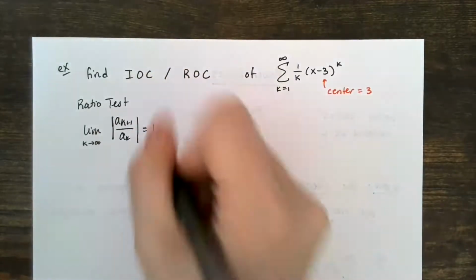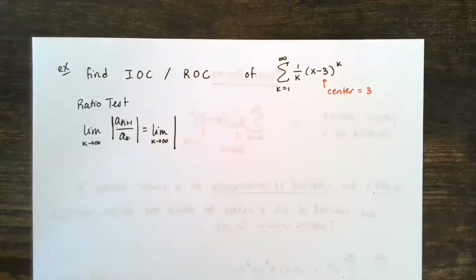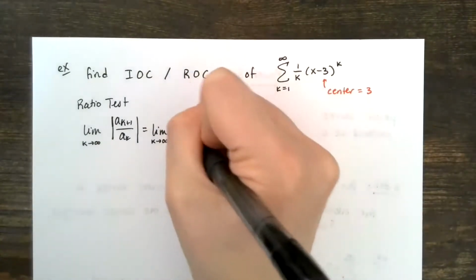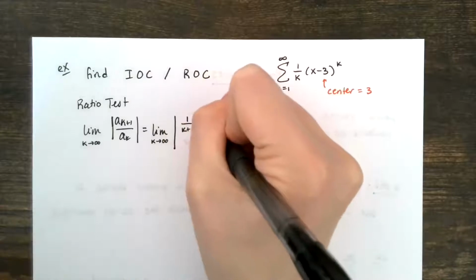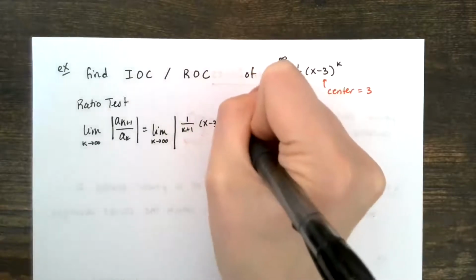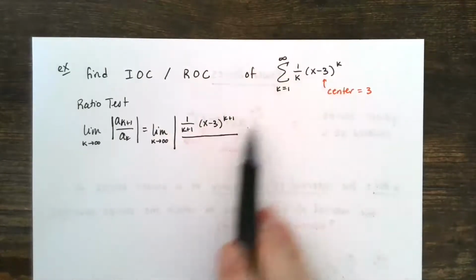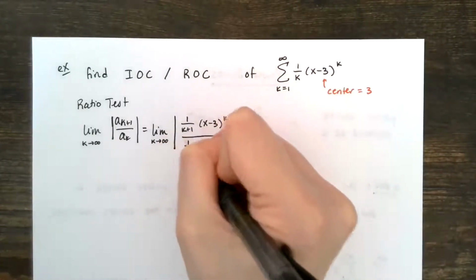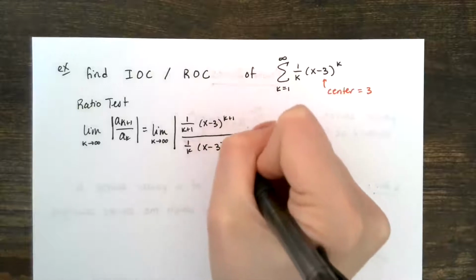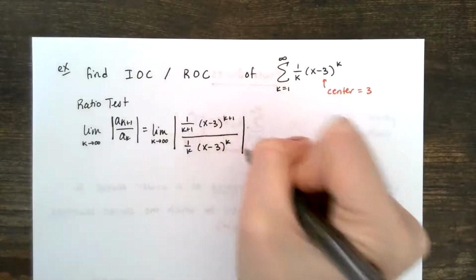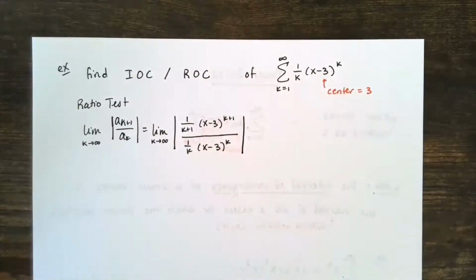Okay, so the k plus 1 term is 1 over k plus 1, x minus 3 to the k plus 1. And then the k term is just exactly what I see there. So I'll have 1 over k, x minus 3 to the k. Now, there are lots of options here for how you simplify it, what you do in what order. It's really flexible, so just go with what your preferences are.